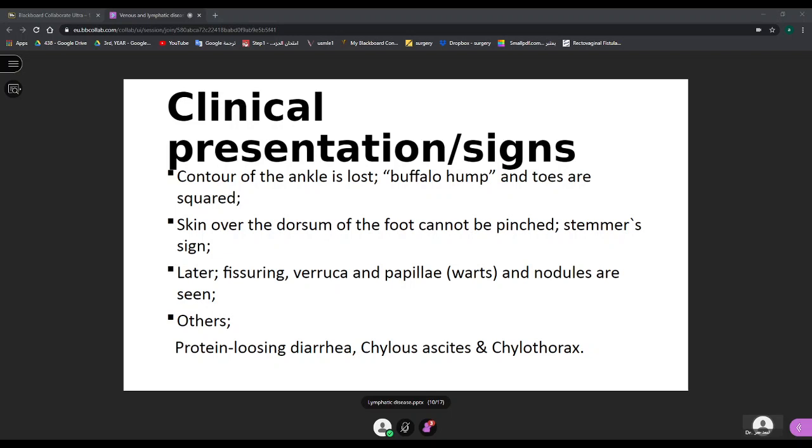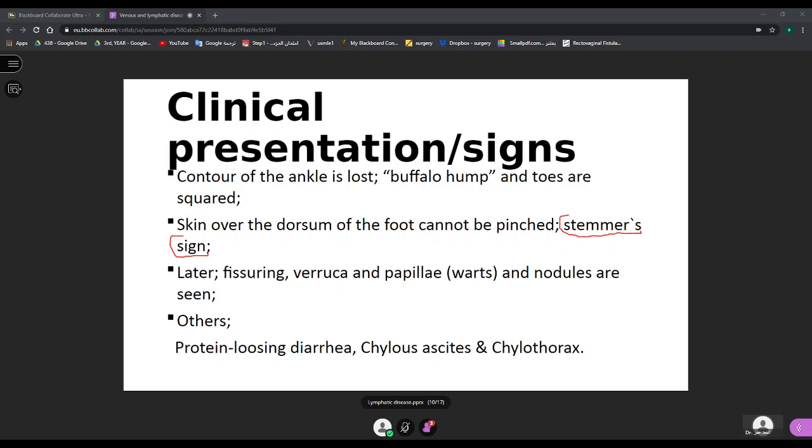And this is a sign which is known as Stemmer sign. So what's the Stemmer sign? Stemmer sign is the inability to pinch the skin as you do normally in normal parts of the body. You are unable to do this pinching due to the dermal and subdermal fibrosis and thickening. If you cannot do that, then Stemmer sign is positive.